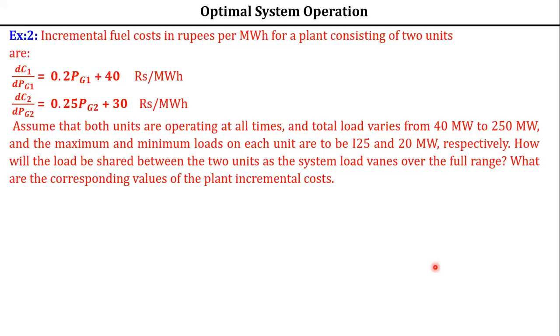What is the unit for incremental fuel cost? It is rupees per megawatt hour. What is the unit for the cost of a plant? It is rupees per hour. Understood? So this is what we are having. It has been given for two units, this is the first unit and this is the second unit.